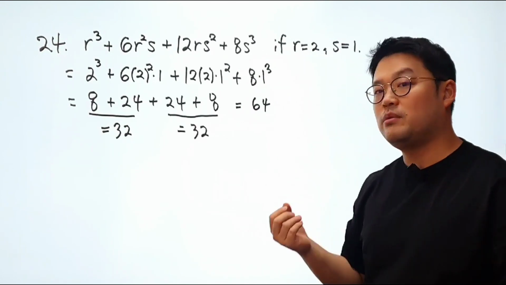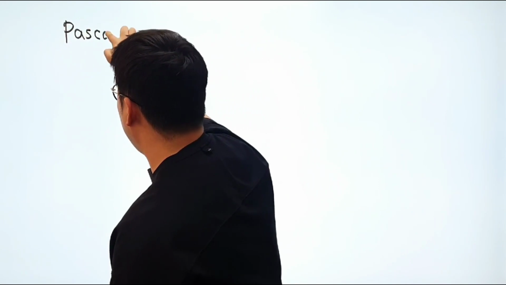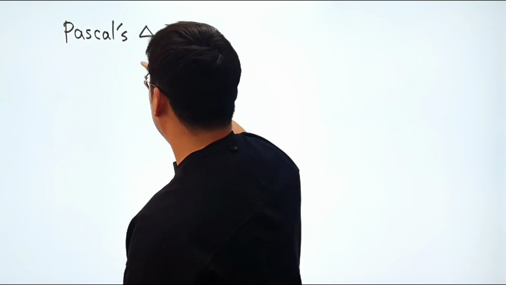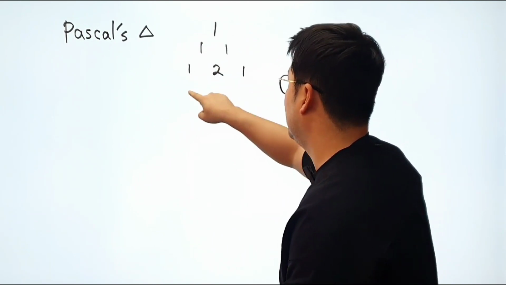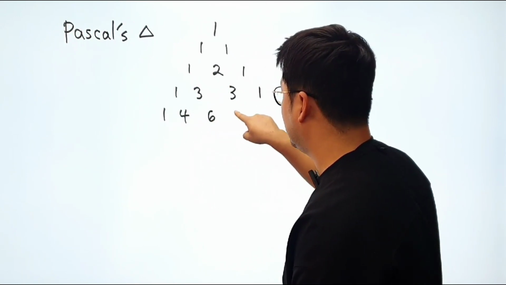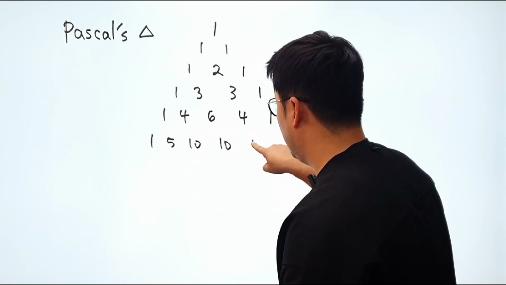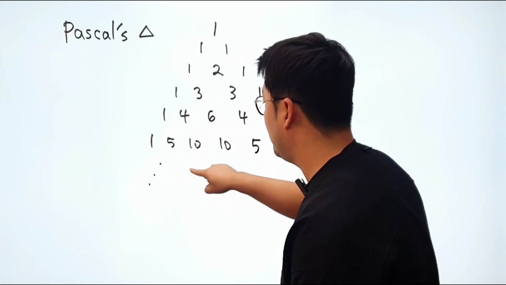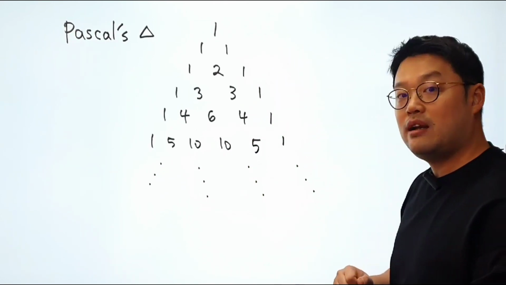Well, we can think of something called Pascal's triangle, and let me talk about what Pascal's triangle is. So here we go, Pascal's triangle. Usually it starts with 1 and 1, then 1, 2, 1, then 1, 3, 3, 1, then 1, 4, 6, 4, 1, then 1, 5, 10, 10, 5, 1, and so on. We can produce lots of numbers out here, and it looks like a triangle.